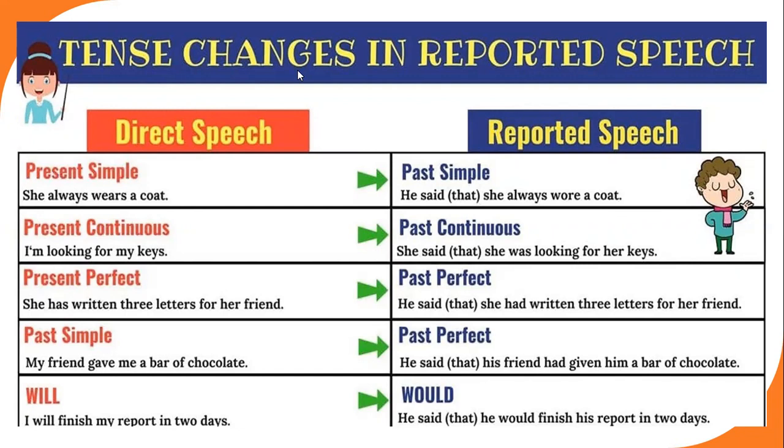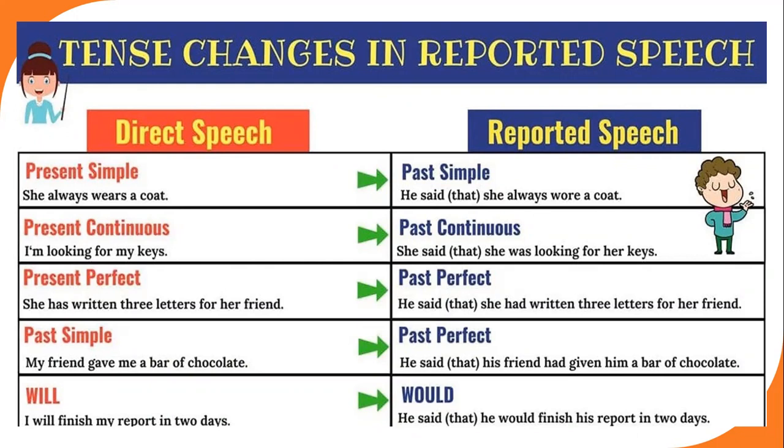Okay, teacher. Present simple: she always wears a coat. Reported speech: he said that she always wore a coat. Very good. The next, maybe Elkin, is Elkin in class? Yes, Elkin. For present continuous, read the direct speech and the reported speech.